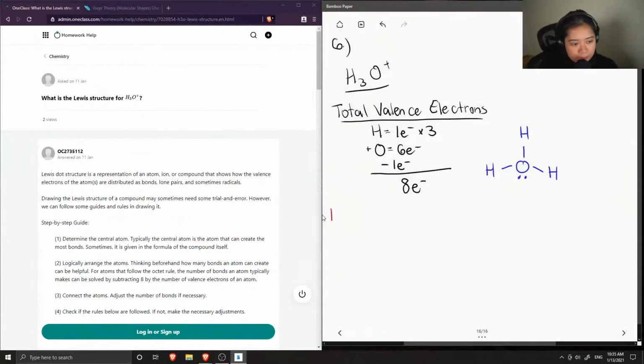So now from here, we can calculate the formal charge of all of our atoms. So formal charge is equal to the number of valence electrons minus the number of non-bonding electrons, so this is all of the lone pairs, minus the number of bonding electrons divided by 2.